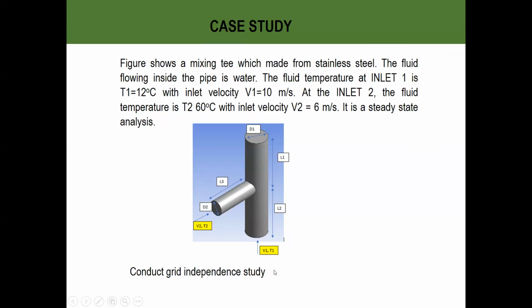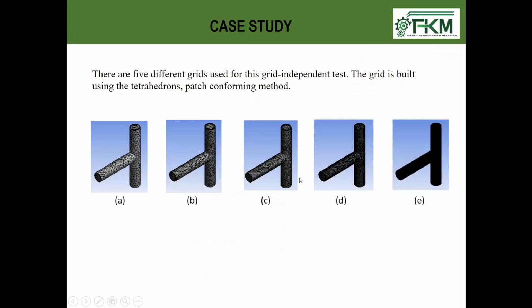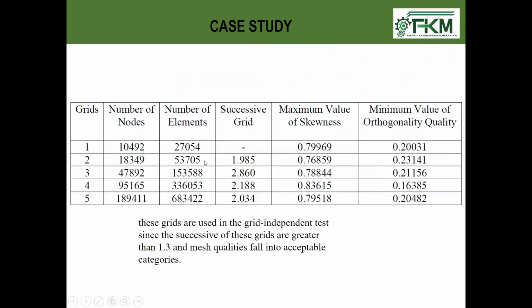So conduct a grid independence study. This is the case study. If we do, let's say, 5 different grids for this test, grid A, B, C, D, and E, for example, we then rename them as grid 1 until grid 5.